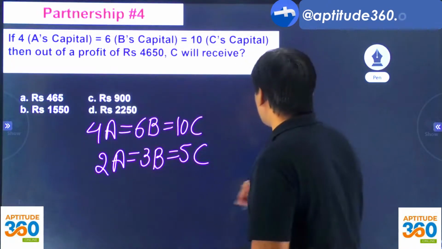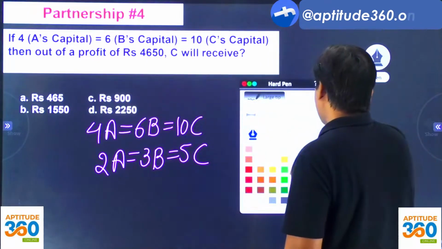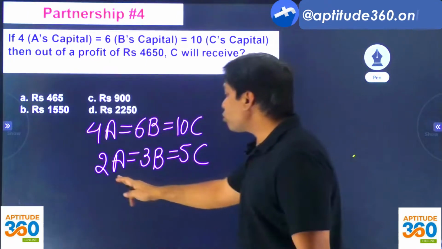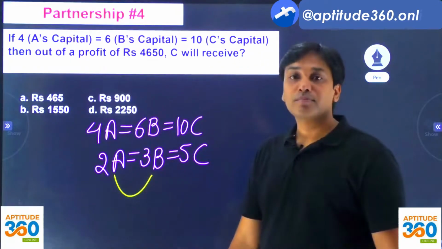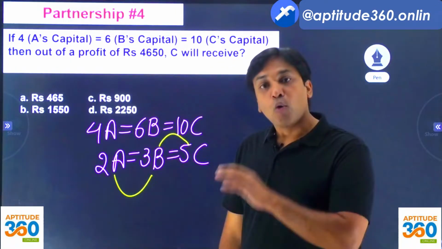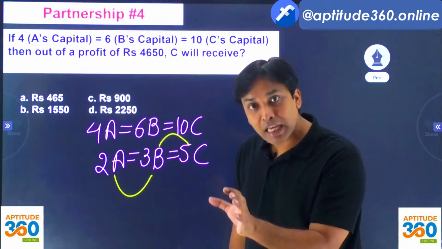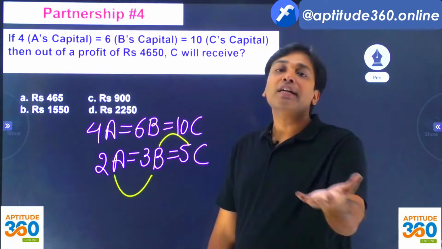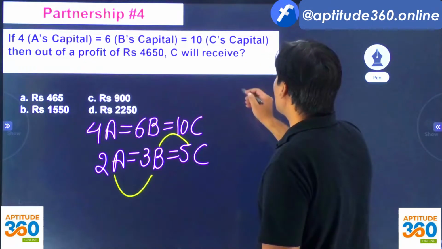Now if I want to find A is to B is to C, do you know what I will do? First, from these two I will find A is to B, isn't it? Then from these two, what will I find? B is to C. Once I have got my A is to B and B is to C, I would find out my A is to B is to C. So how do we do that?